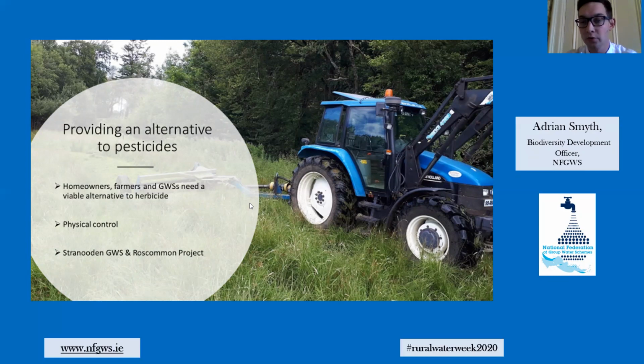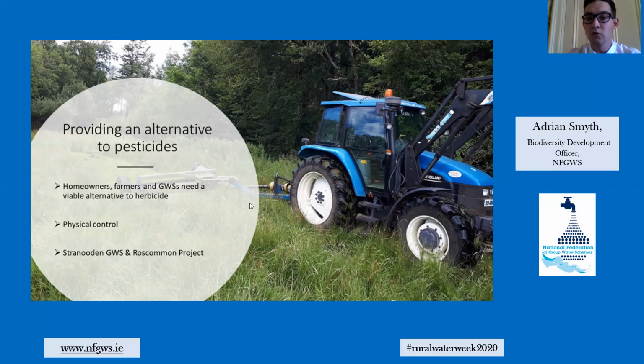Whether you're a householder, a farmer, or a group water scheme operator, there needs to be more care taken. Herbicides and pesticides pose a risk to drinking water, but also have a detrimental impact on biodiversity. And this is how biodiversity is being used as a vehicle to protect your water source, because something that's bad for biodiversity is going to be bad for your water source.